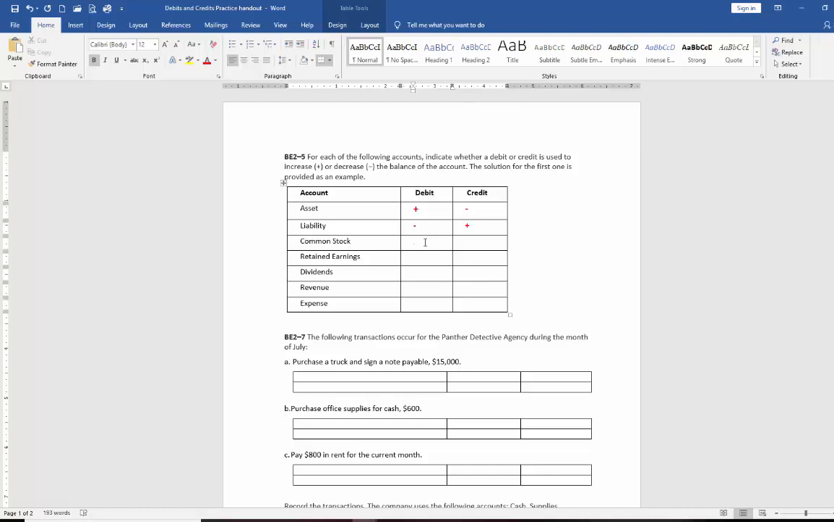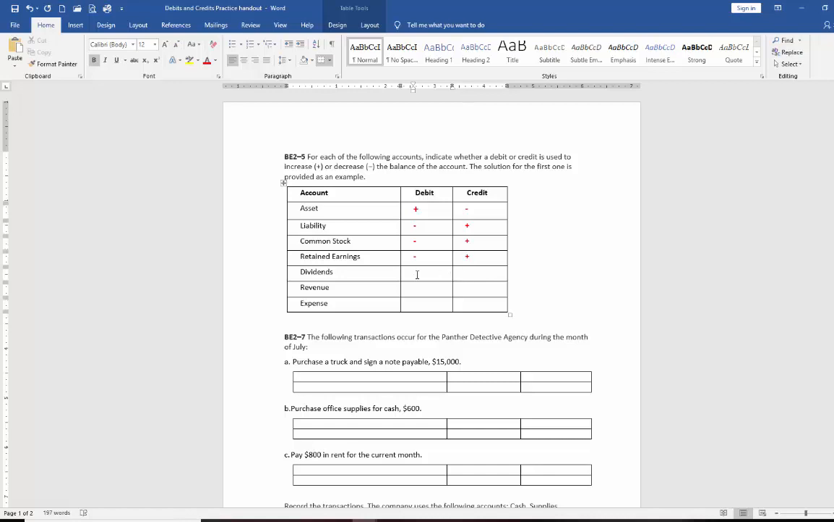Common stock and retained earnings are both credit balance accounts. Remember DEALER: liabilities, owner's equity, and revenue. These are owner's equity accounts, and they're on the right or the credit side. So a debit is going to decrease common stock, and a credit is going to increase it, and it's the same for retained earnings. A debit will decrease retained earnings, a credit will increase it.